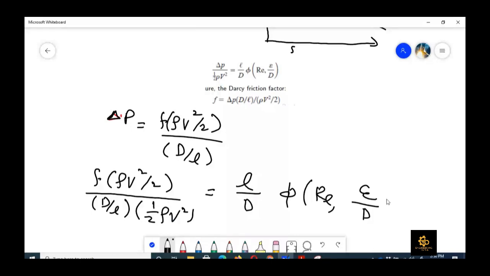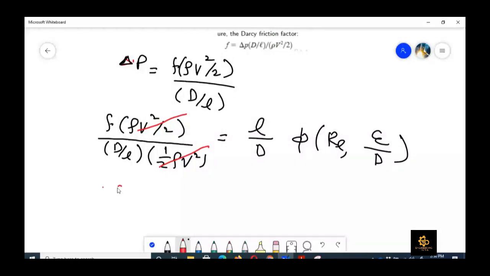So now you can see that this rho v square upon 2 would be cancelled with this, and d upon l would be cancelled with this, because when they are multiplied, d would be cancelled with d and this length would be cancelled with this. So we can write f is equal to function of Reynolds number and epsilon upon d.